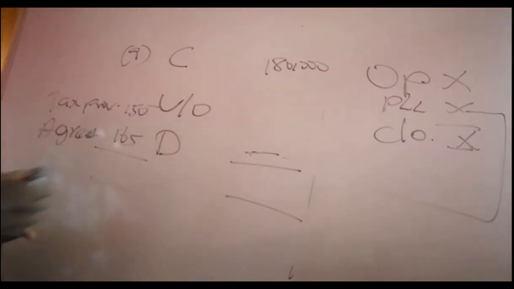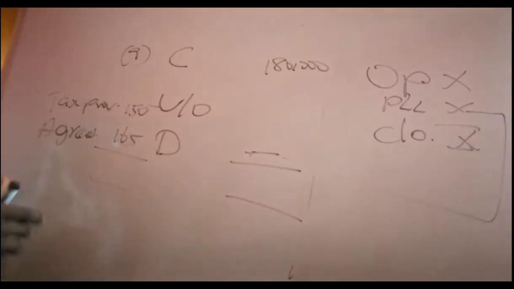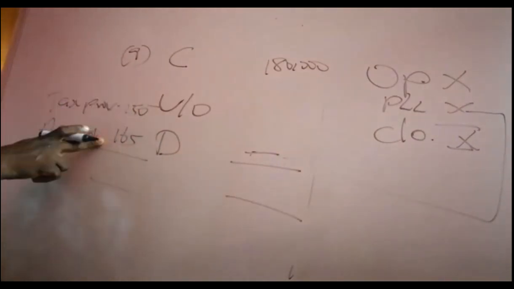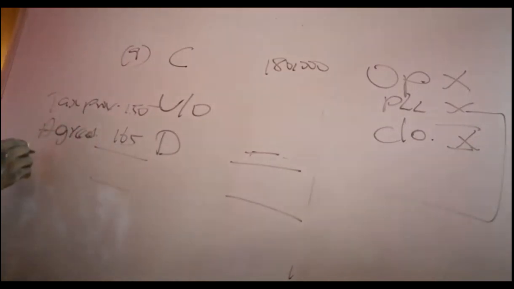So have they over provided or under provided? Let's confirm from the question. Tax provided is 150. Tax agreed is 165. So are they over or under provided? You can see they provided lesser than the right one. This is the right one. So they have under provided by 15, the difference.